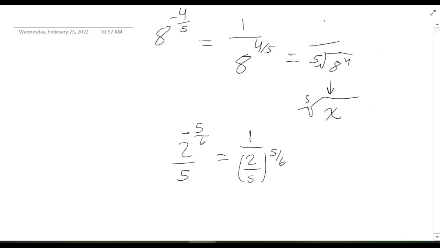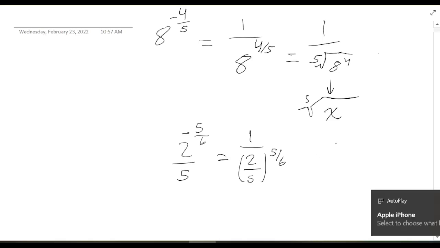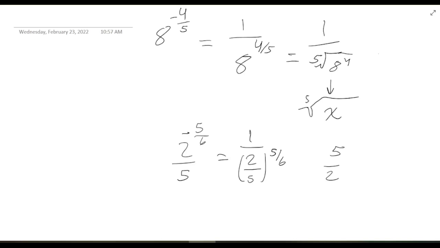Okay, so remember that anytime you have a fraction in the denominator and a 1 above it, we're just taking the reciprocal of the fraction. So our 1 over 2 over 5 is going to be simply 5 over 2. And then our exponent is going to remain the same, 5 over 6.